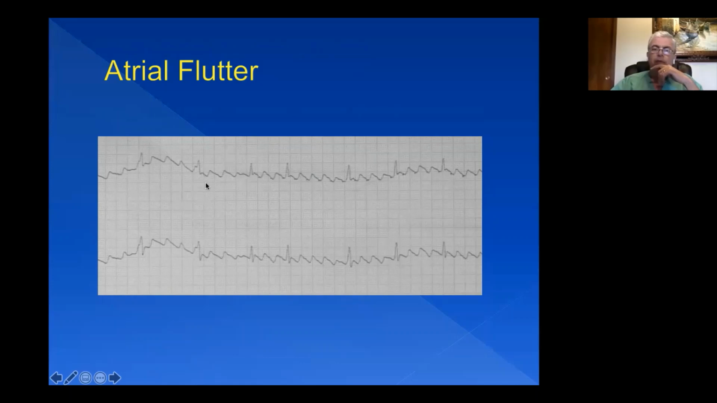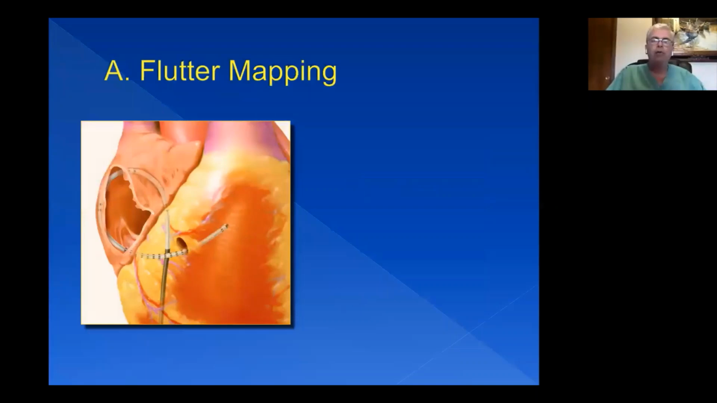This is an example of the same flutter, but irregular QRSs. Why? Because every fourth beat conducts here, the third beat conducts here, the fifth beat conducts here, the fourth. So variable conduction down the AV node gives us variable rate, and this is irregular. So atrial flutter could be regular or irregular.